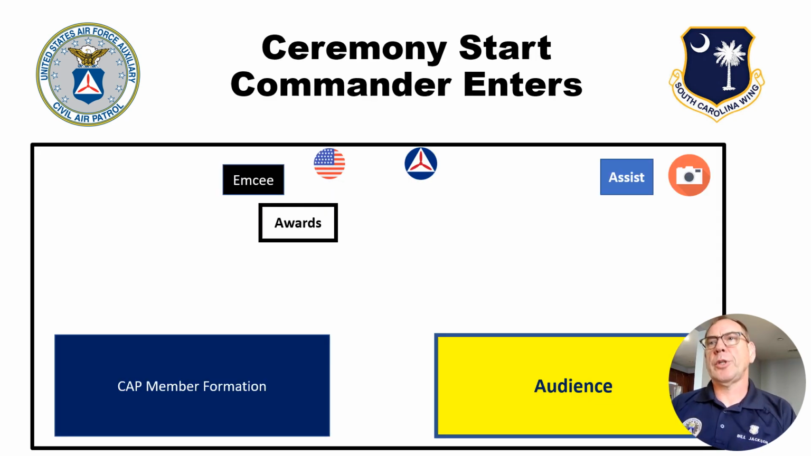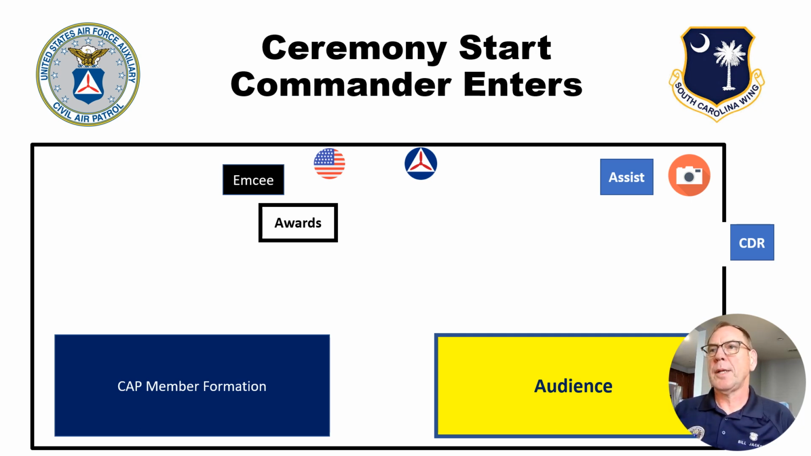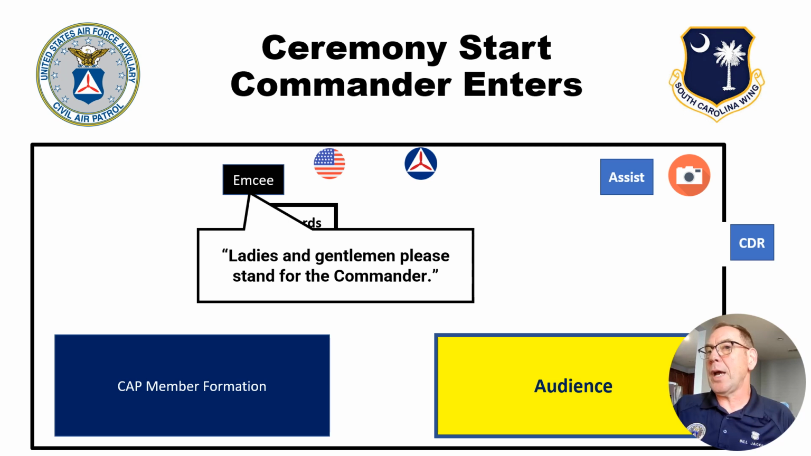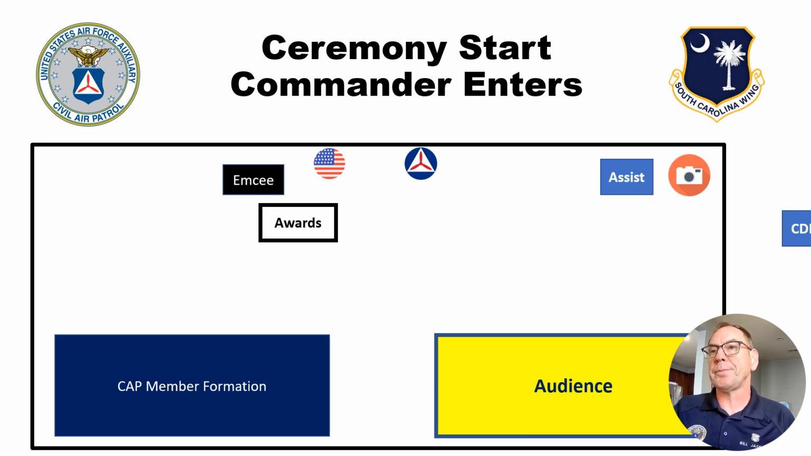Okay, ceremony will start. So here we have the format that I spoke about earlier. The commander, at the designated time, the start time, should go in the doorway and make visual contact with the commander's assistant. Okay? Whether they give a nod or a thumbs up, I don't care, but they should at least signal to each other before the commander walks into the room. The commander's assistant will call the squadron to attention. Immediately afterwards, the MC will call, ladies and gentlemen, please stand for the commander. Commander will come out.